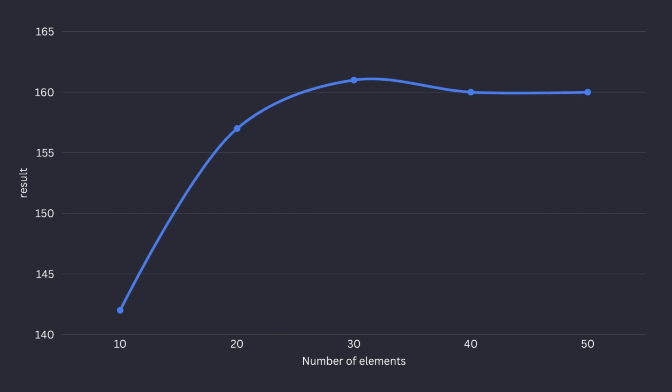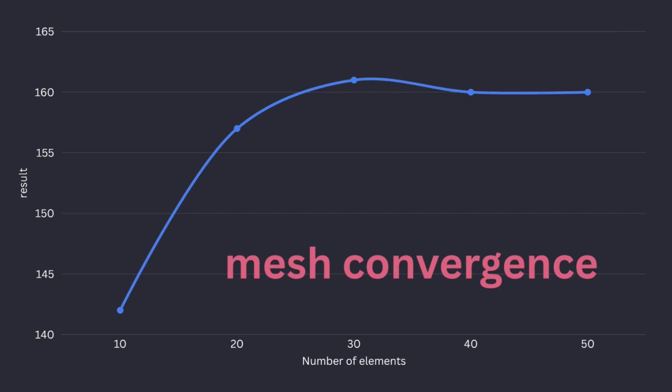For example, imagine we calculate a stress value. Mesh 1 gives 142 megapascals, mesh 2 gives 157, mesh 3 gives 161, mesh 4 gives 160. Now we're starting to see the results stabilize. This is called mesh convergence, where you settle on one mesh that is showing consistent results and you just settle on that. And there is another problem.